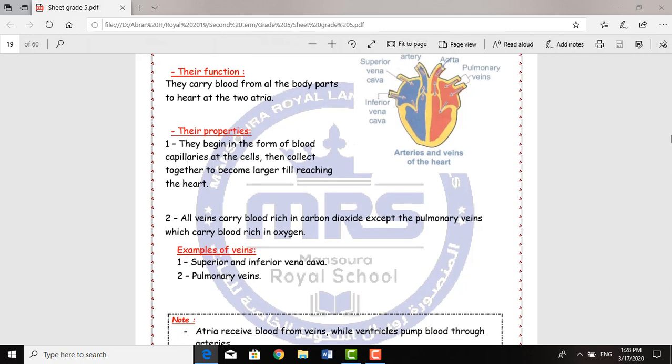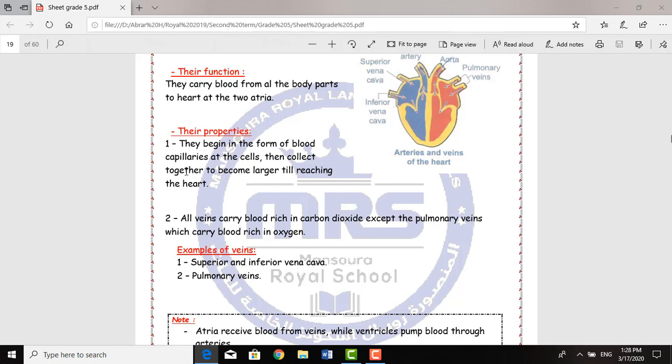All the arteries carry oxygen except for the pulmonary artery, which carries carbon dioxide. In the veins, all the veins carry blood rich in carbon dioxide except the pulmonary veins, which carry blood rich in oxygen. The vein is the opposite of the artery.